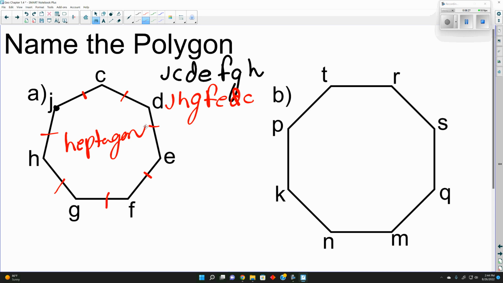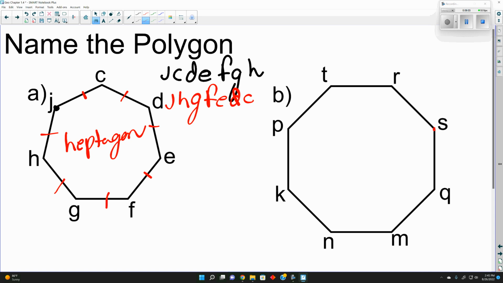So do you want us to name it heptagon and the whole letters, or do you just want one of those? If it specifies just name it based off the number of sides, then you just need the number of sides, so it would be heptagon. Most likely the homework is going to say name the polygon based off the vertices, so that's our J, C, D, E, F, G, H, and number of sides, so you'll need both. The long one is naming the vertices. Sides would be heptagon.